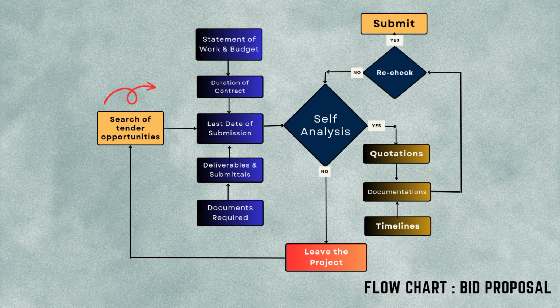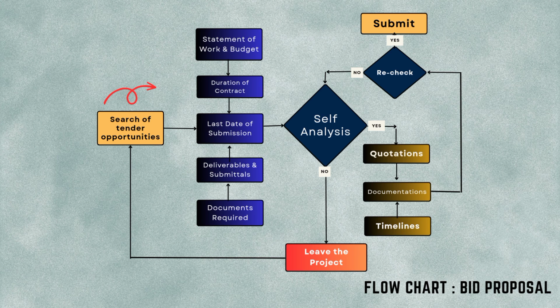So the checklist comprises the following main points. Statement of work. What is statement of work or scope of work? In some countries it is called statement of work, in some countries it's called scope of work. Then the budget. In some cases the budget is mentioned, an estimated budget, the magnitude of the budget. In some cases it is not. Then duration of the contract, the period of performance, you can say. Then last date of submission.